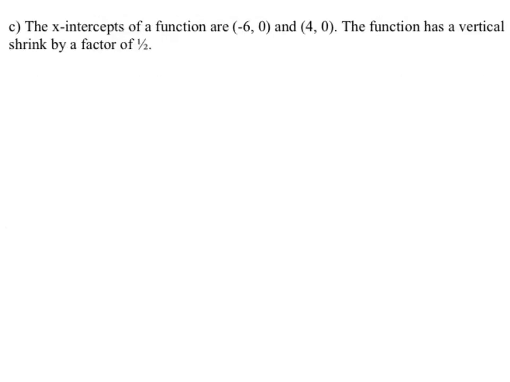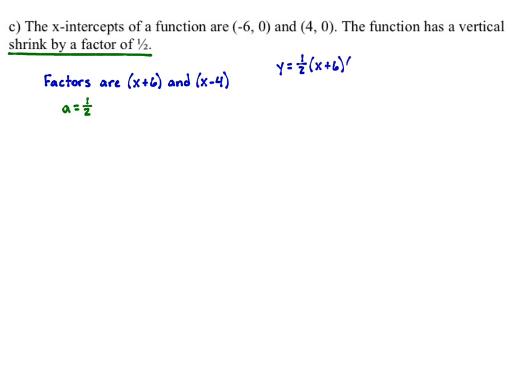All right, for part C, here's another example of given the x-intercepts. So since I've given the x-intercepts of negative 6, 0 and 4, 0, that tells us that our factors are going to be x plus 6 and x minus 4. And then we look and it says that we are vertically shrunk by a factor of 1/2, and there is no reflection, so that means a is going to be 1/2. And so we can just plug this in. We're going to get y equals 1/2 times x plus 6 times x minus 4.